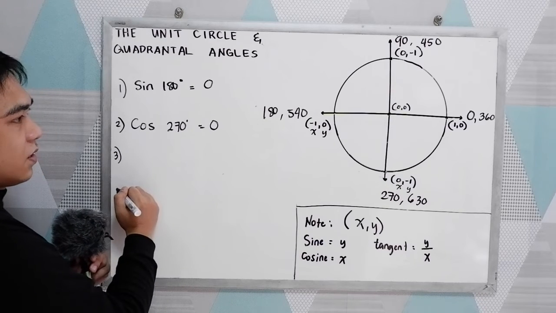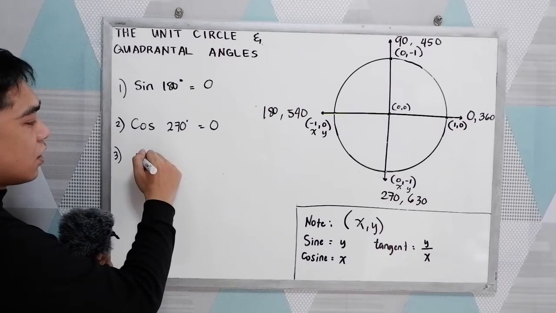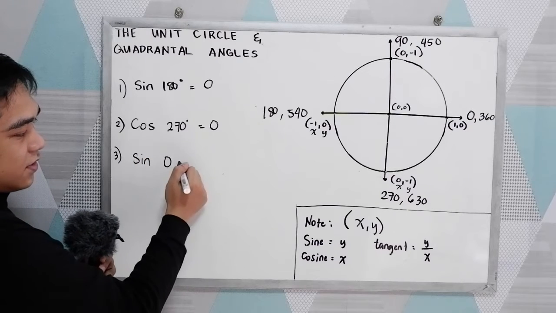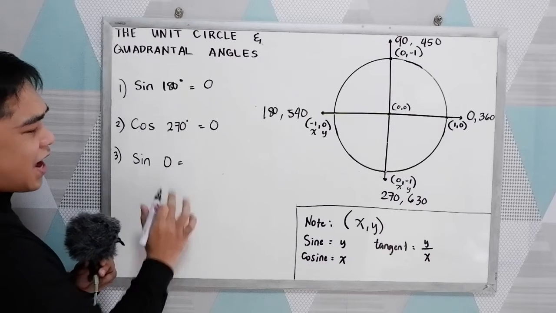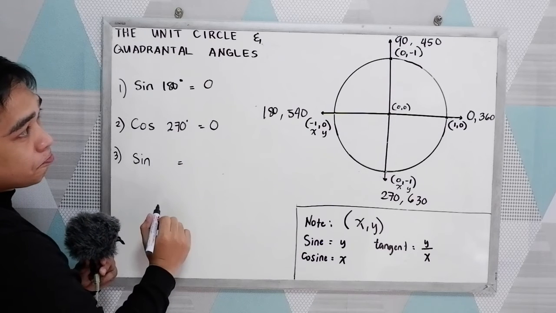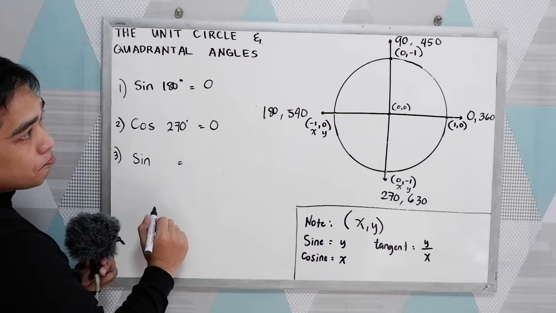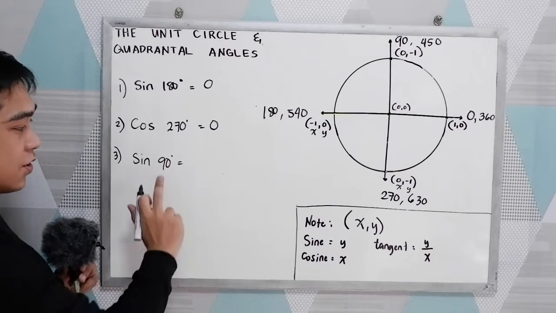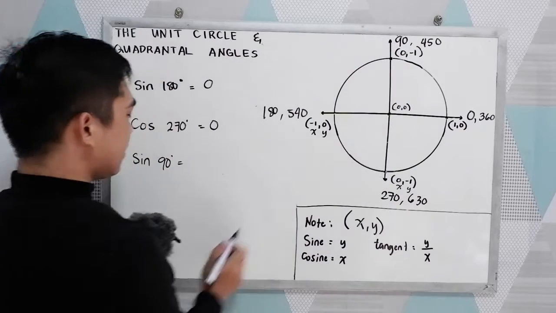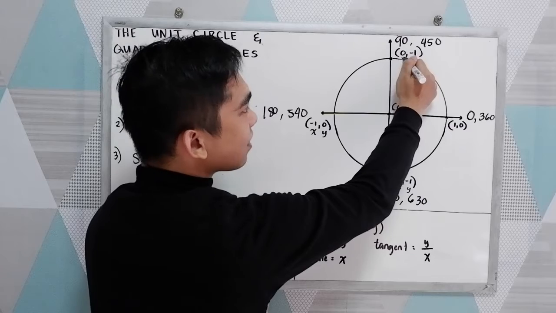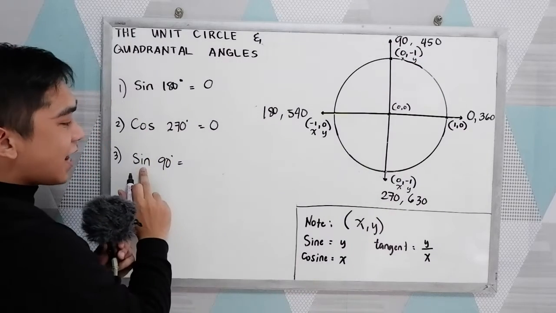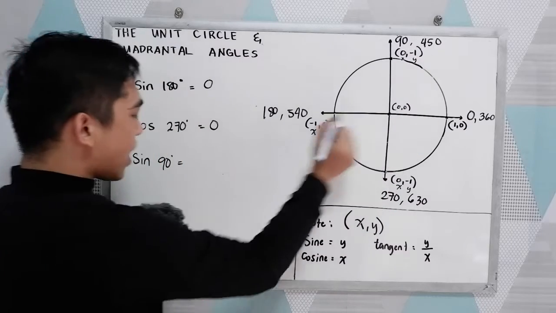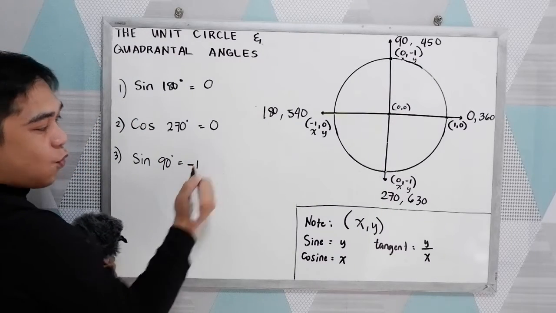Number 3. What if we have sine 90 degrees? So locate 90. So this is our x and y. Sine indicates our y. So y here is negative 1. So sine 90 is negative 1.